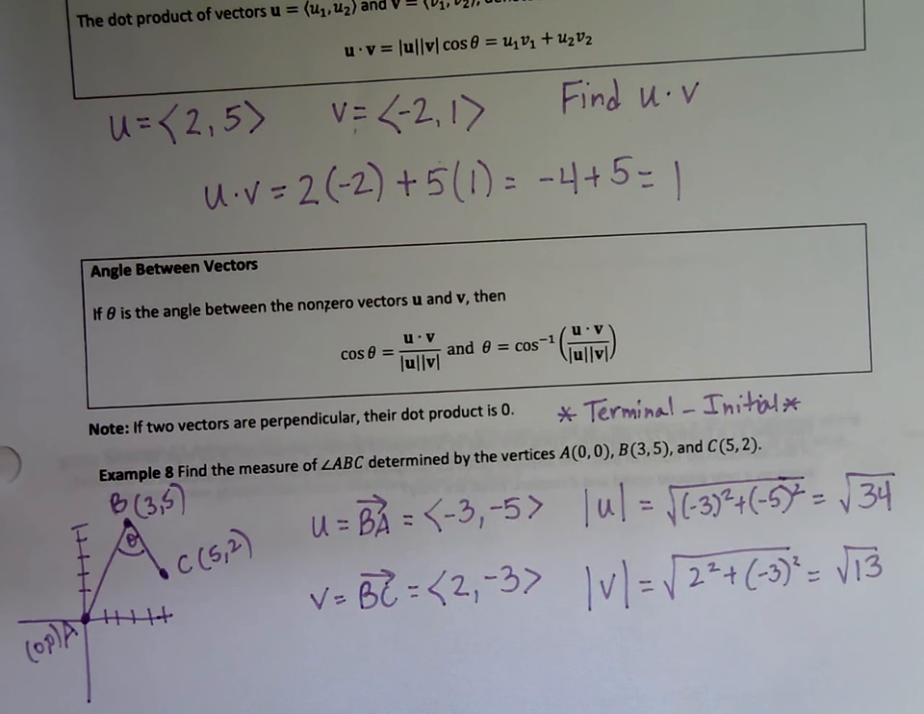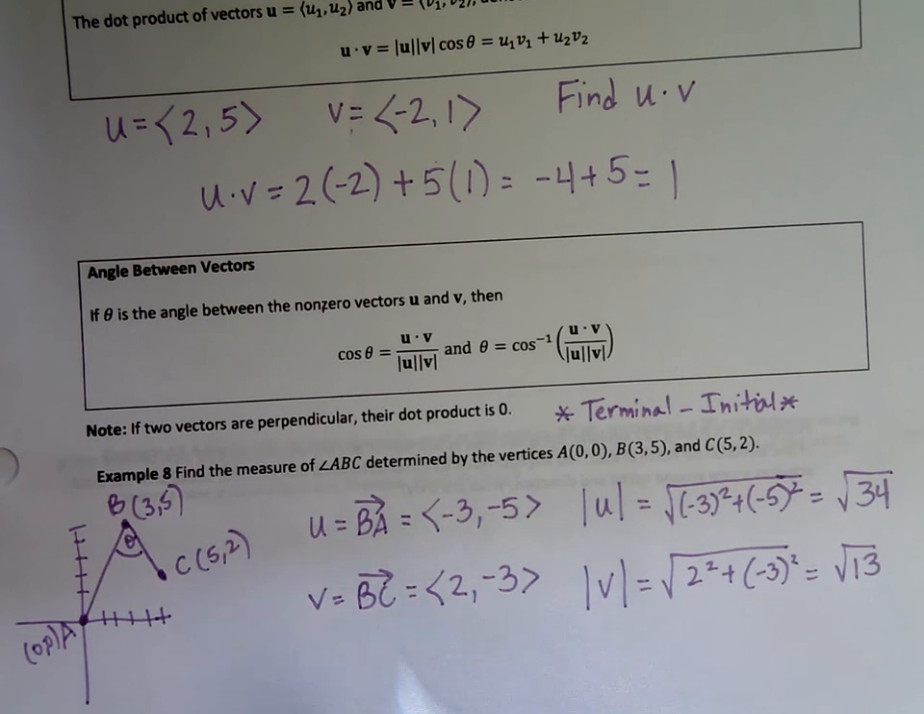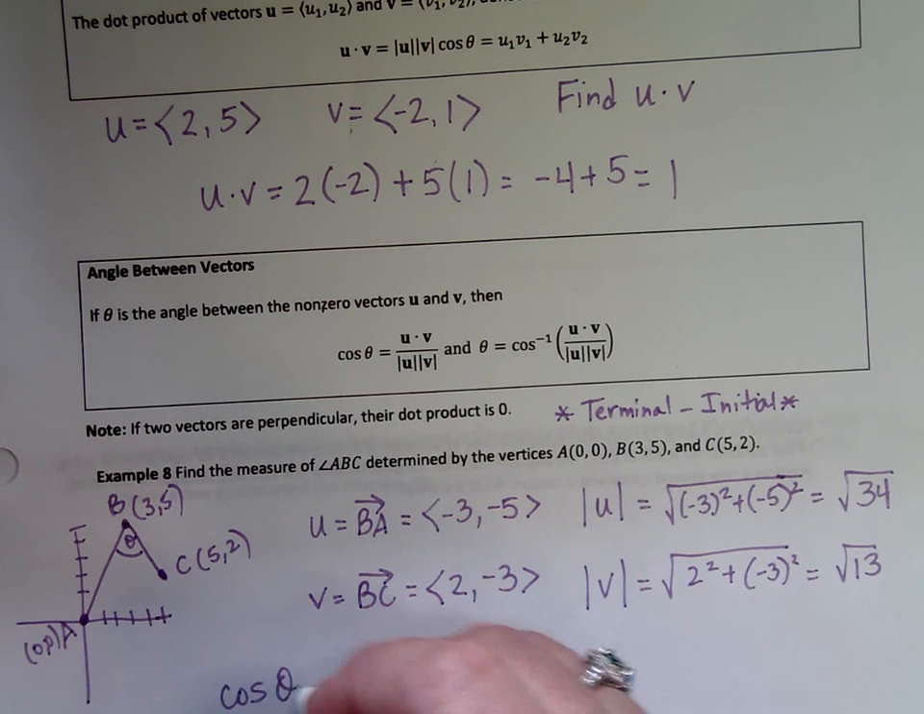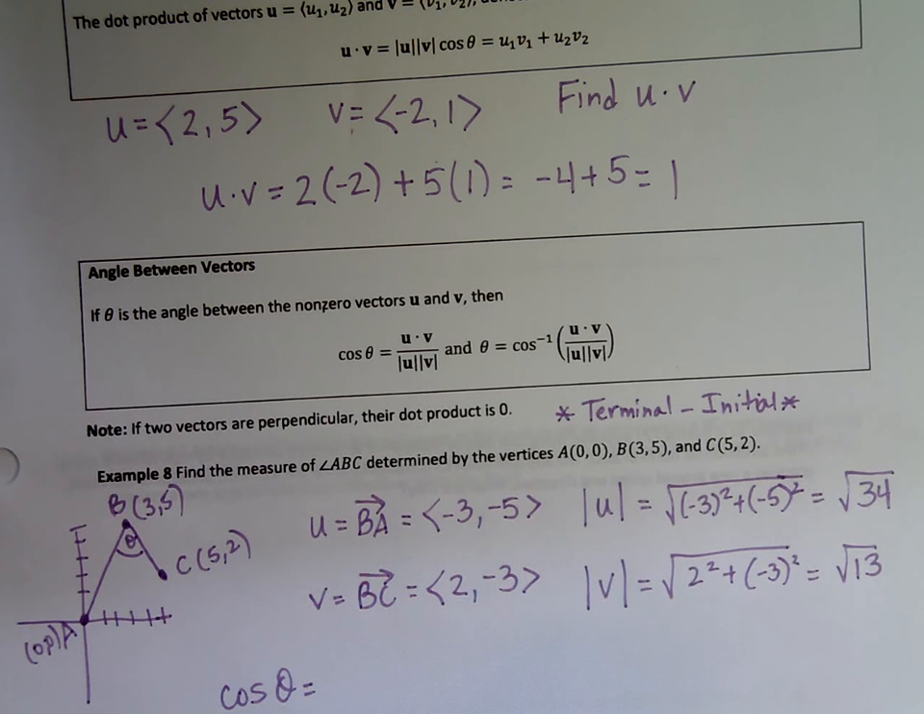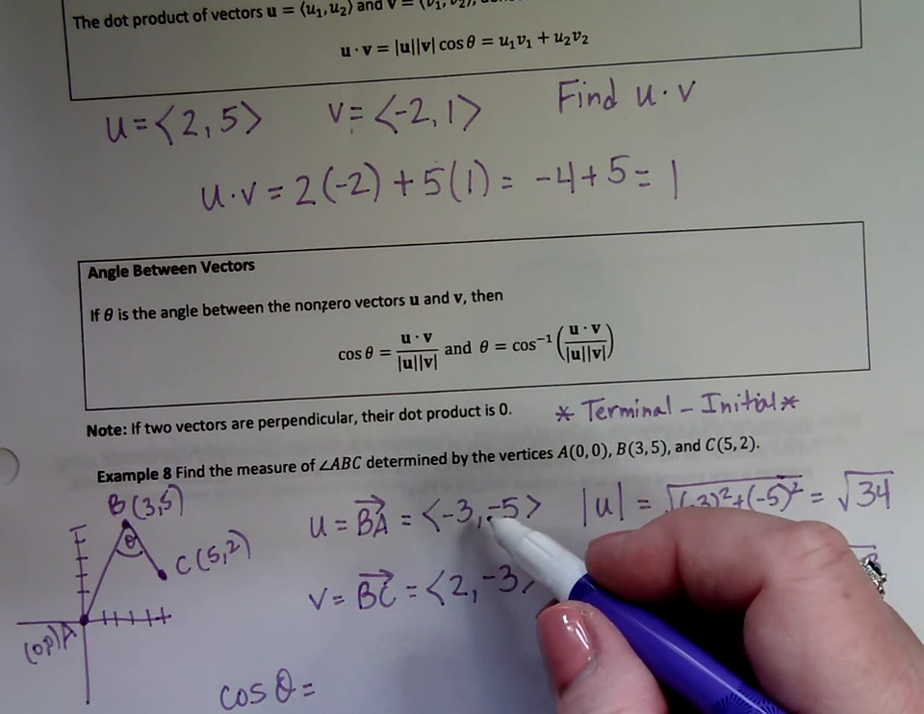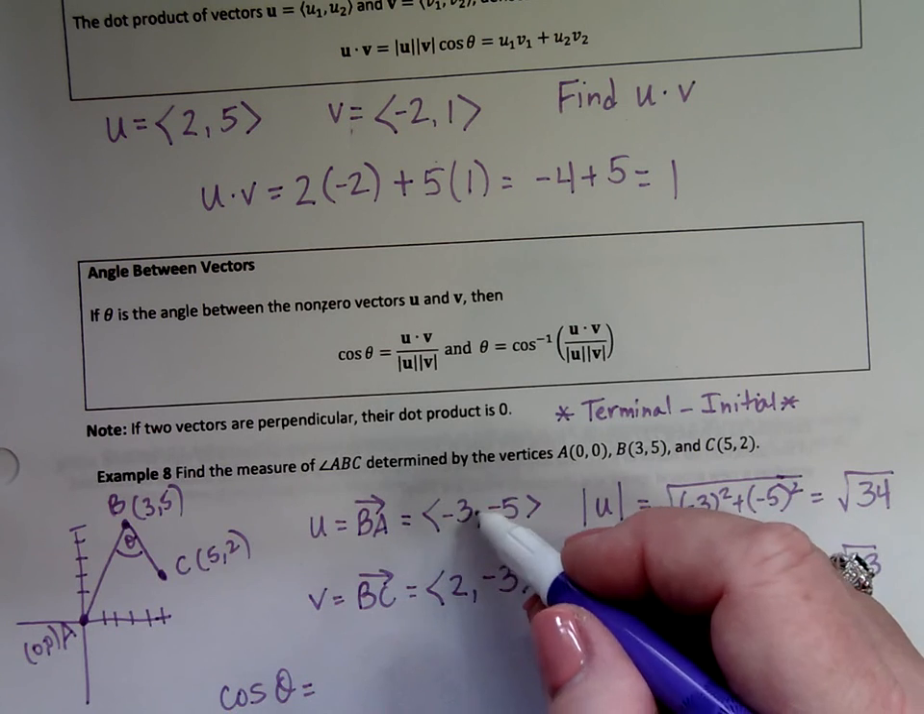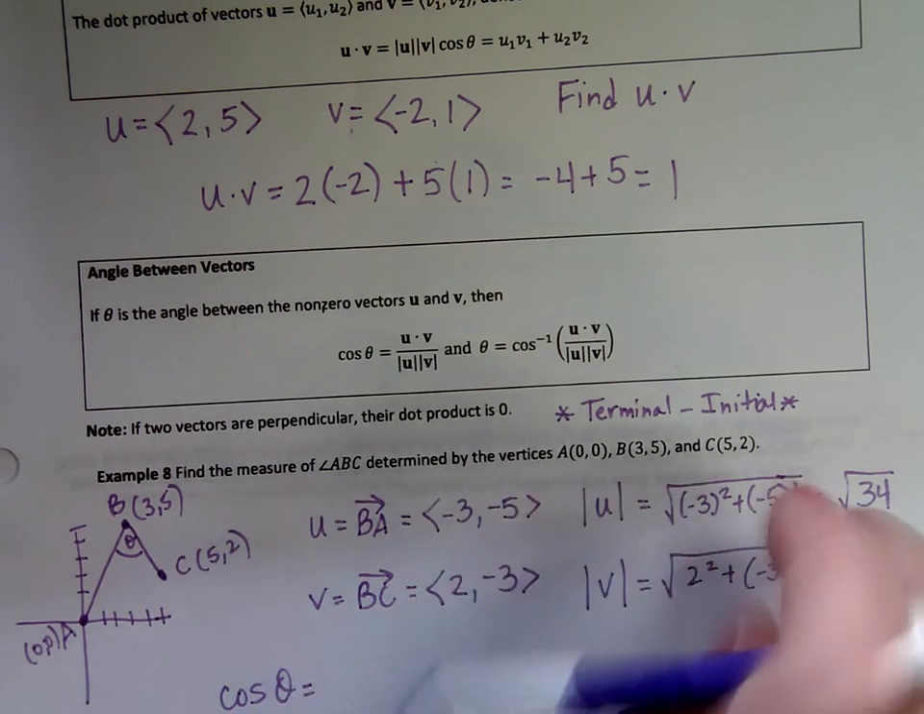So let's put it together to figure out the angle. The angle is going to be: cosine of theta equals u times v. Did we figure that one out yet? No, we didn't. Let's do u times v. It's going to be, take the x's. Let me erase this so I have space.